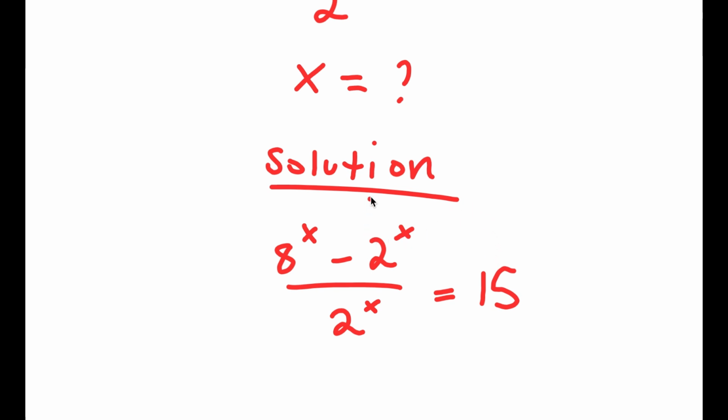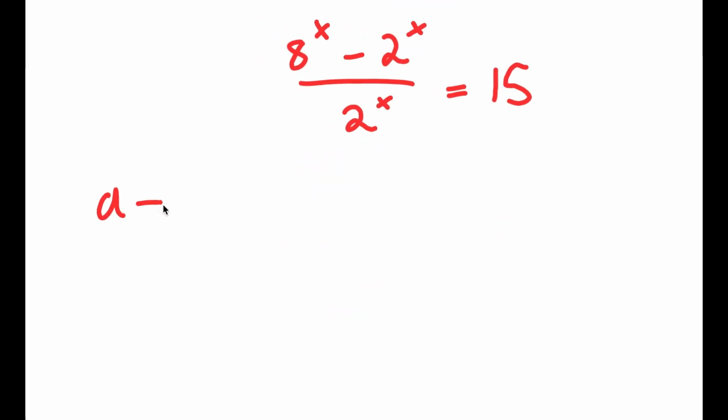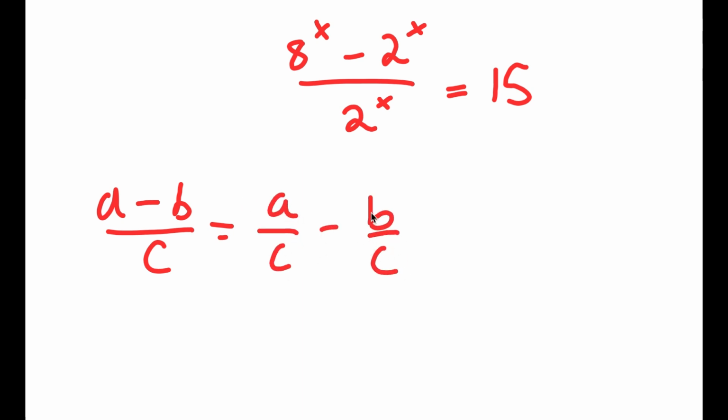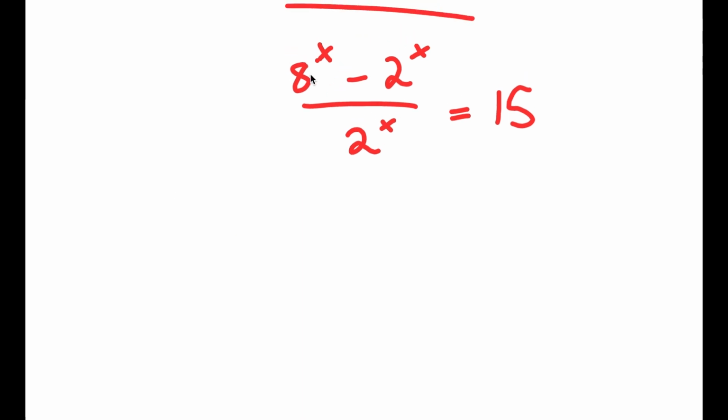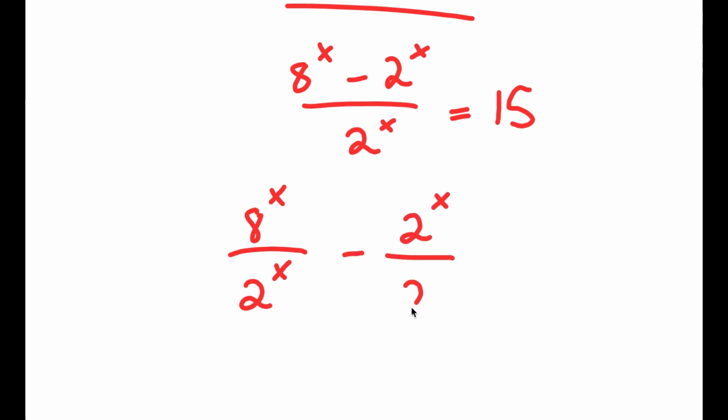And if I have something in the form a minus b over c, this is the same thing as a over c minus b over c. So this is a property of fractions. So for here, a to the power of x minus 2 to the power of x over 2 to the power of x, I can rewrite this as a to the power of x over 2 to the power of x minus 2 to the power of x over 2 to the power of x, which is equal to 15.